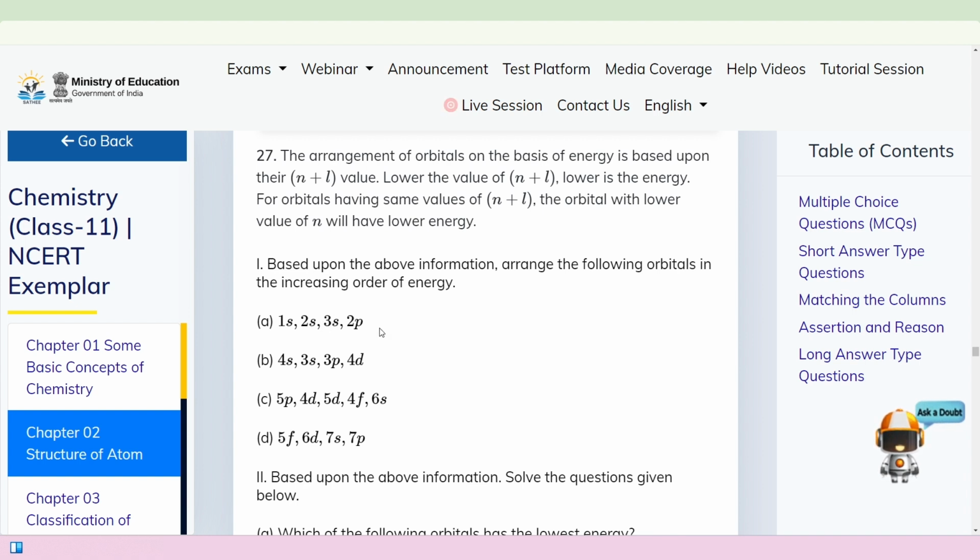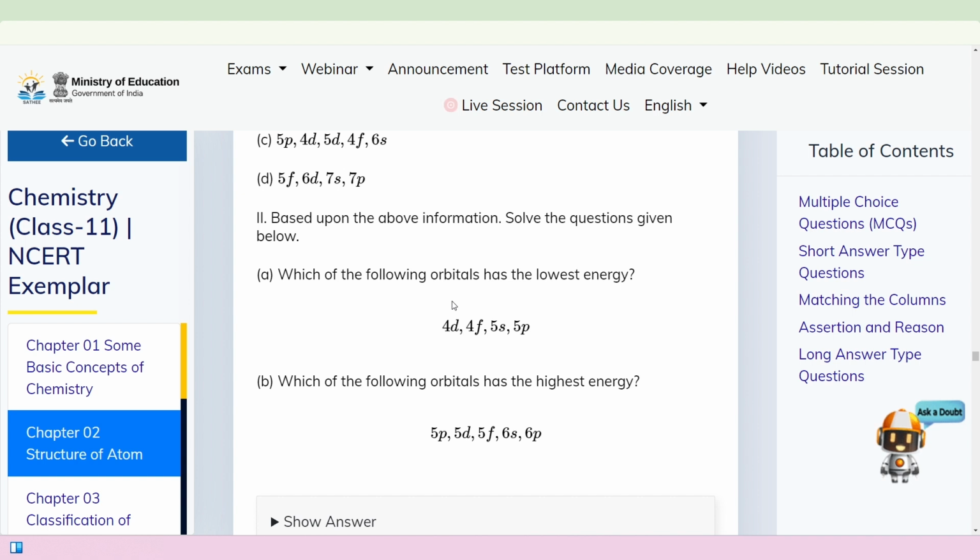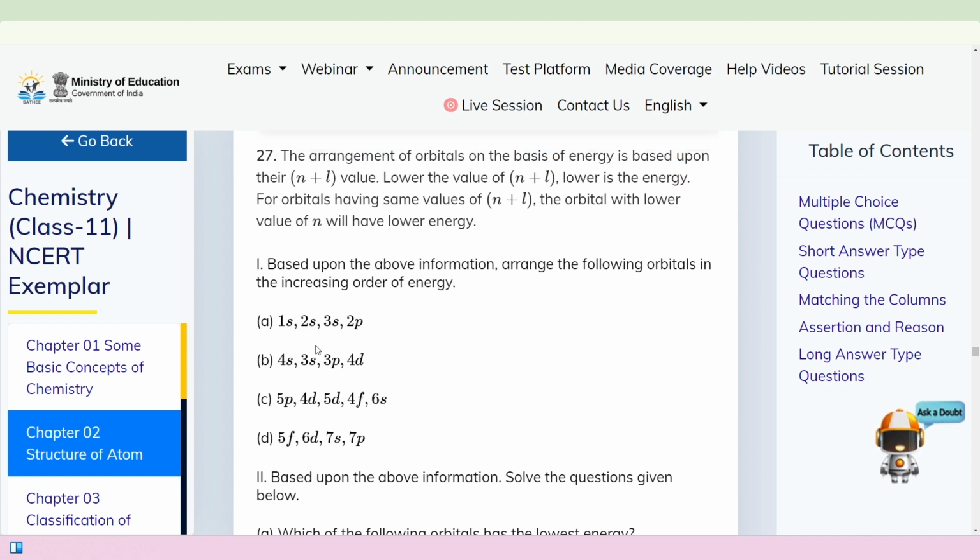1s, 2s, 3s, 3p. So n plus L value for this is 1. Here 2. Here 3. Here it is 2p. So 2 plus 1, 3. Now the one with the lower value of n will be placed first. So 2p will come here. So 1s, 2s, 2p, 3s. Okay. Clear?